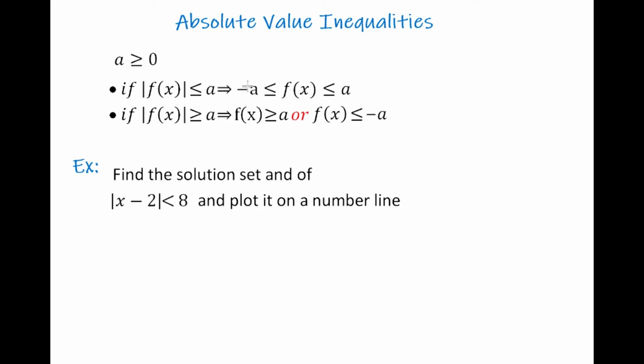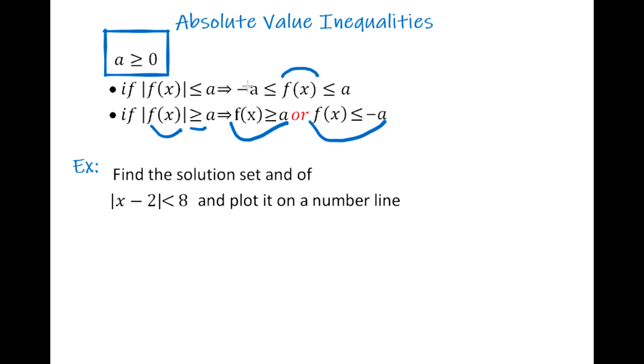If you look at our property here, it says suppose that a is greater than or equal to 0, and in this case if we have in the absolute value f of x and that is less than or equal to a, then we can put that expression f of x between negative a and positive a. If our value f of x in the absolute value is greater than or equal to a, in that case we have two conditions: either our f of x is greater than or equal to a, or our f of x is less than or equal to negative a.